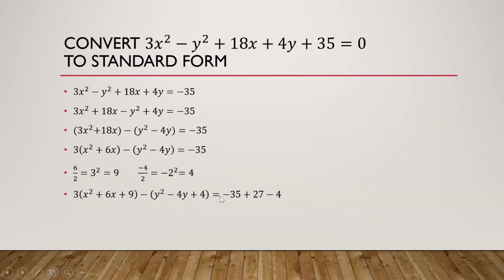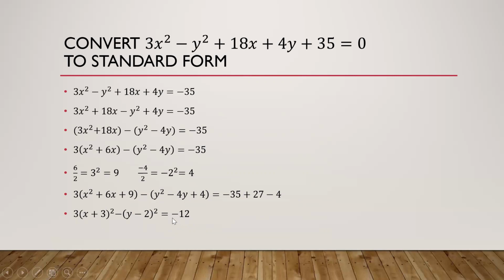Now, why didn't we add 9 here or 4 here? Why did we add 27 and -4? Again, we have to remember that we have to distribute first the number that we factored out earlier. So for this, 3 times 9 is positive 27. And then -1 times positive 4, that's -4. So if we simplify that, we reach this answer.